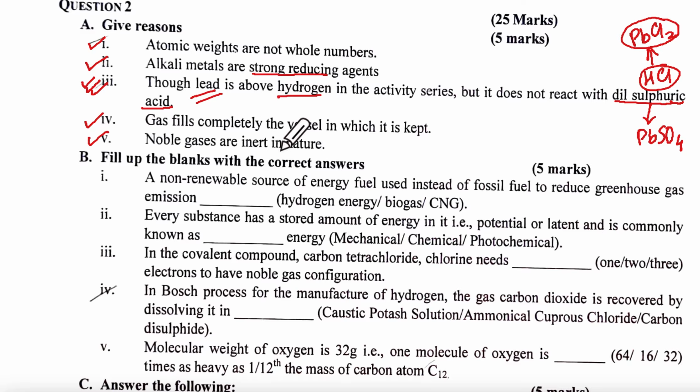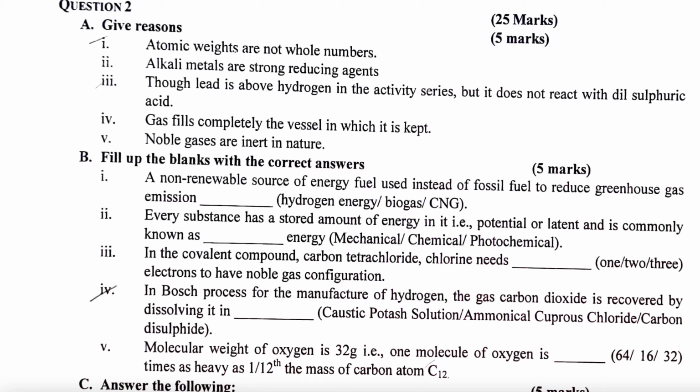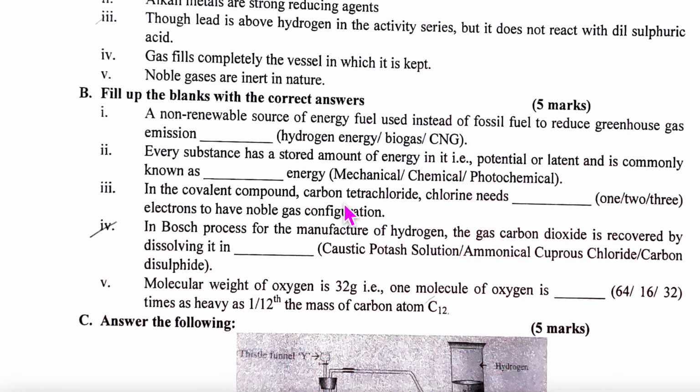Noble gases are inert in nature. So many times we have said this, that they have a complete stable electronic configuration. They do not need to gain, lose or share electrons. Correct? So this is all learning work. Make sure that you learn this properly. All the give reasons from all the chapters, learn them up nicely.